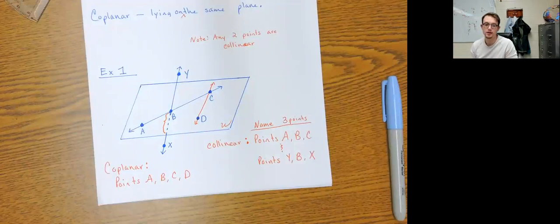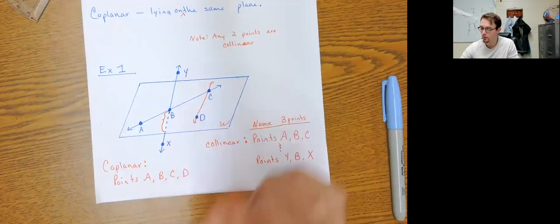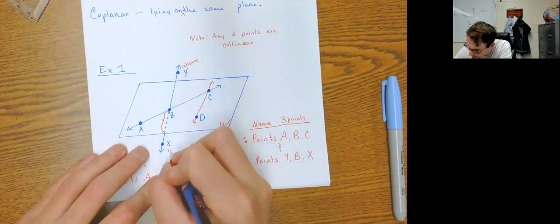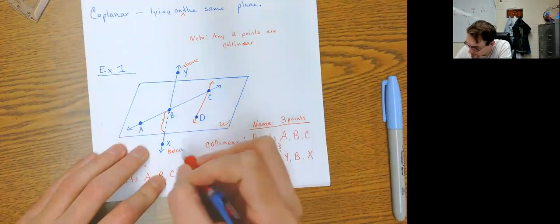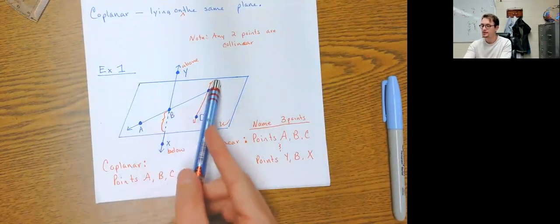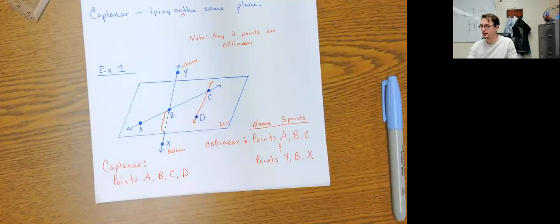I don't know how big that is. But X is below, Y is above. So let's say above, and this one is below. So it's not on the plane. So it's just A, B, C, D that are on that plane. All right, let's move on to the next one.